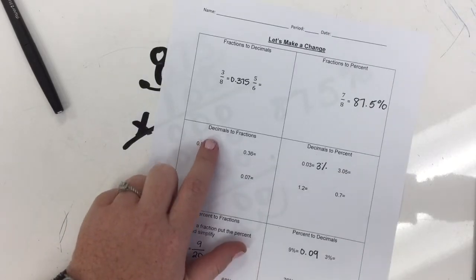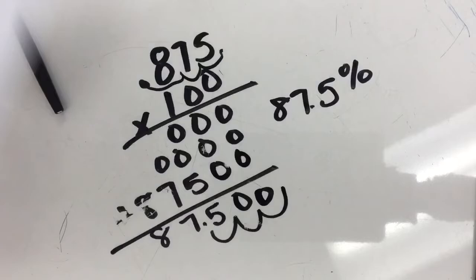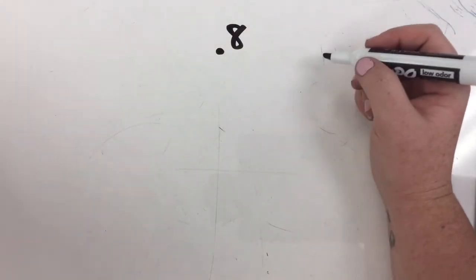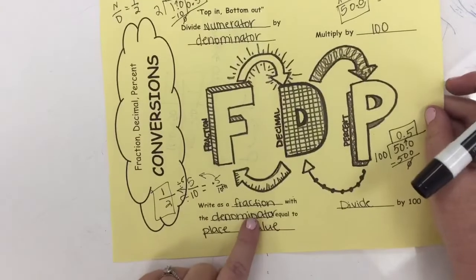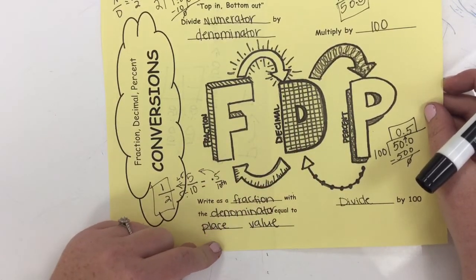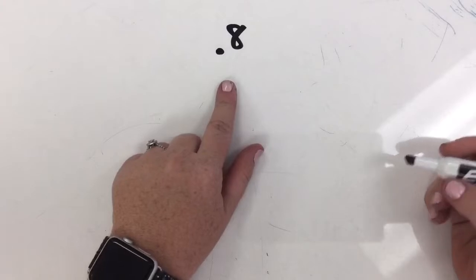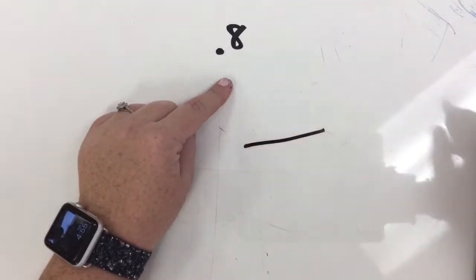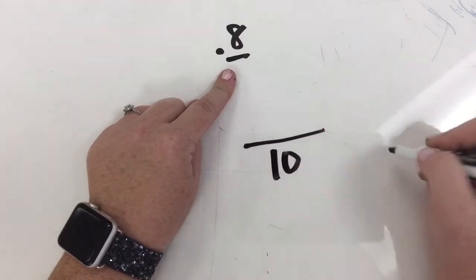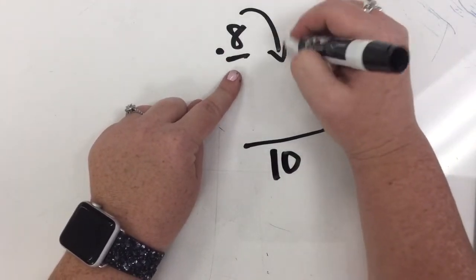Okay, the next thing we're going to do is our decimals to fractions. My first decimal is 0.8. Our notes say that to go from a decimal to a fraction, I write the fraction with the denominator equal to the place value. So I'm going to rewrite this as a fraction. So there's my fraction bar. My place value is in the tenths place. And then I just take that number and I put it there.